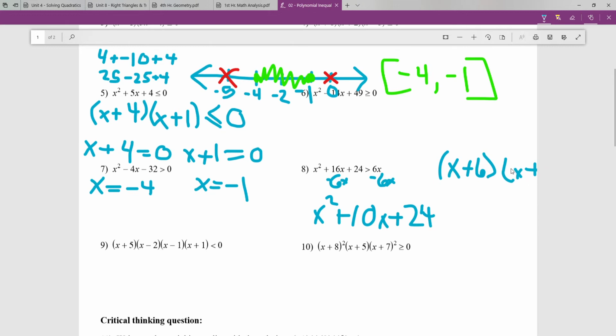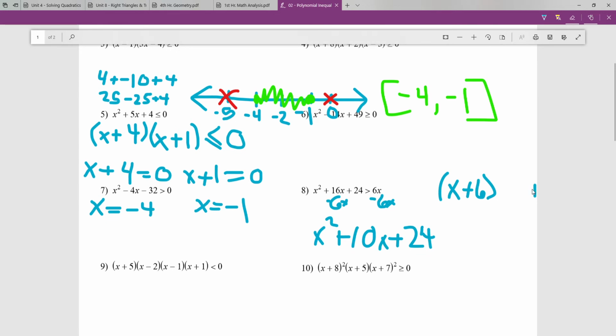And I guess it won't let me write off this page. Darn it. Let me try to clear this out a little bit and write smaller. Again, this is my first time using this screenwriting deal. So we get x plus 6, x plus 4.